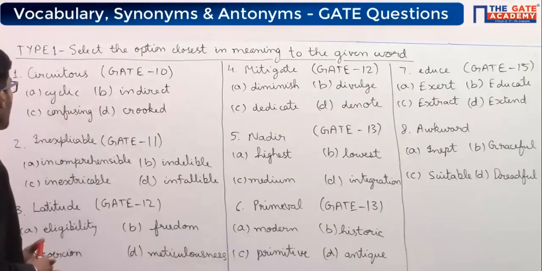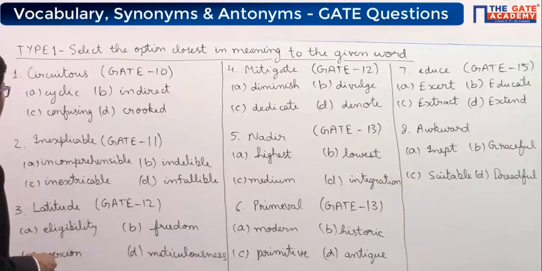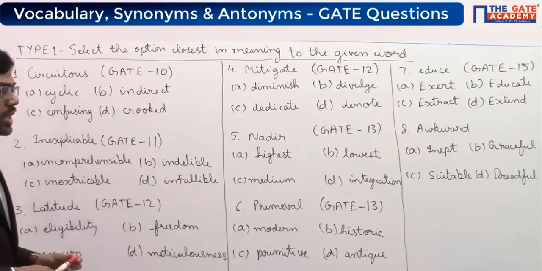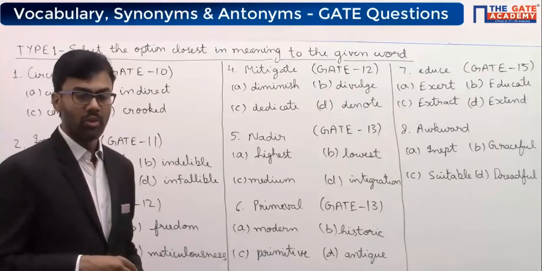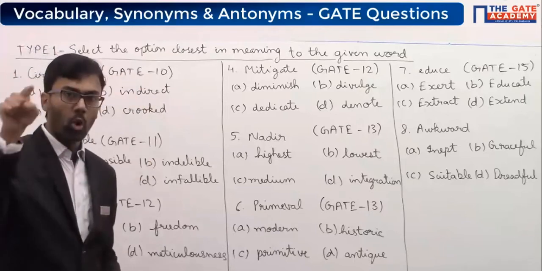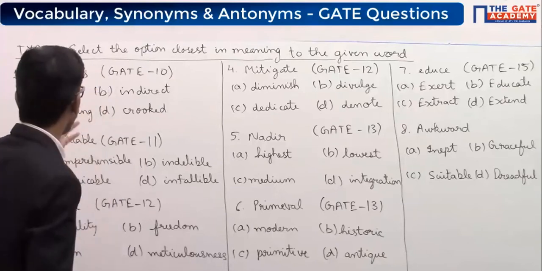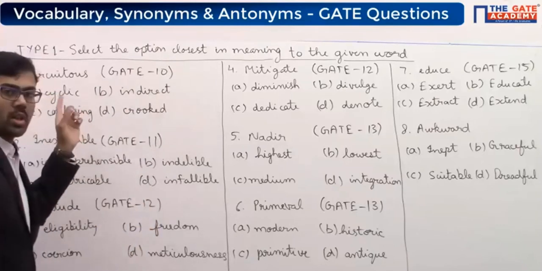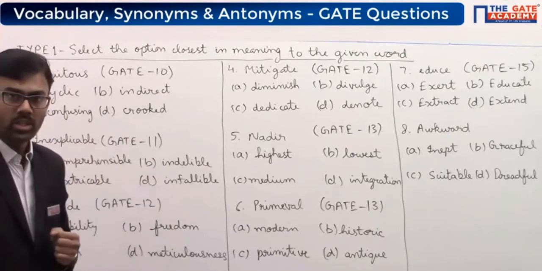So question number 1, the word is circuitous. It has appeared in GATE 2010 exam. The options are cyclic, indirect, confusing, crooked. The word circuitous actually is derived from the word circuit. The word circuit, as many of us who are aware of sciences or engineering know, actually means a complete flow of electricity in a sort of a circuit or in a complete closed connection. So a circuit is somewhere related to a circle or a closed loop. So the word circuitous means that when we take a roundabout route towards something and do not go directly towards it in a straight line.